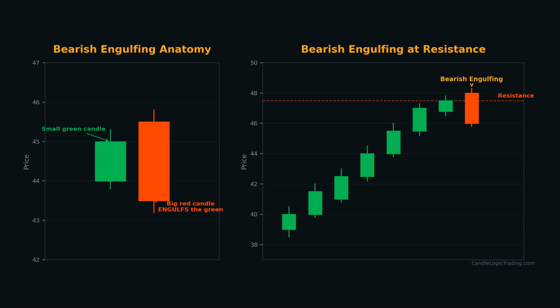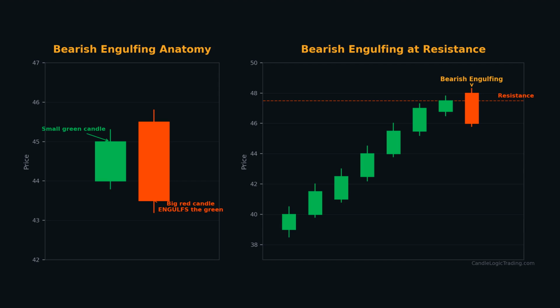Where it works best: the bigger the engulfing candle relative to the previous candle, the stronger the signal. And like every pattern on this list, it's most meaningful at resistance or after an extended run-up. If price has been trending up for 2 weeks and then you get a bearish engulfing right at a resistance level, that's a high probability setup. If you see the same pattern in the middle of choppy price action, it doesn't carry nearly the same weight.